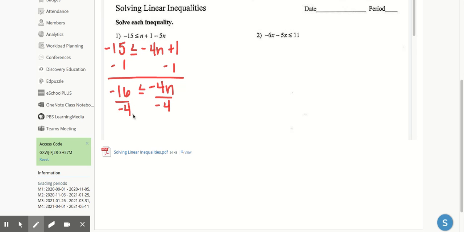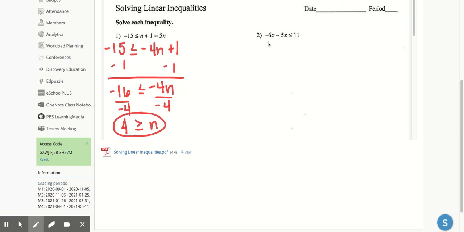Now, when we're solving inequalities, something special happens when we're dividing by a negative. Division by a negative flips the inequality symbol. So negative 16 divided by negative 4 is positive 4. That inequality symbol switches to greater than or equal to n.